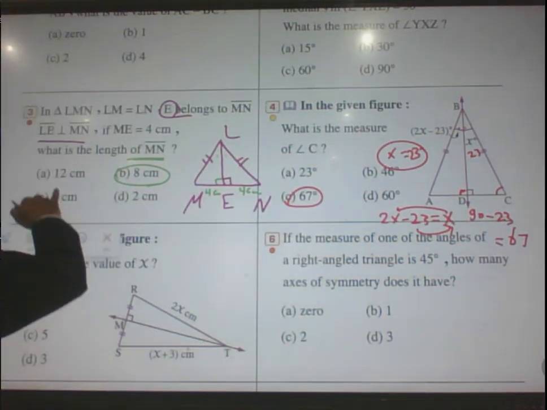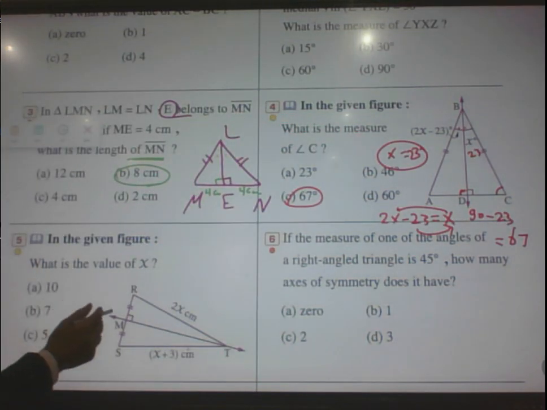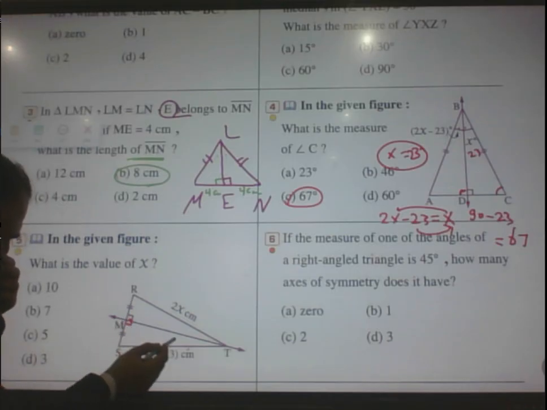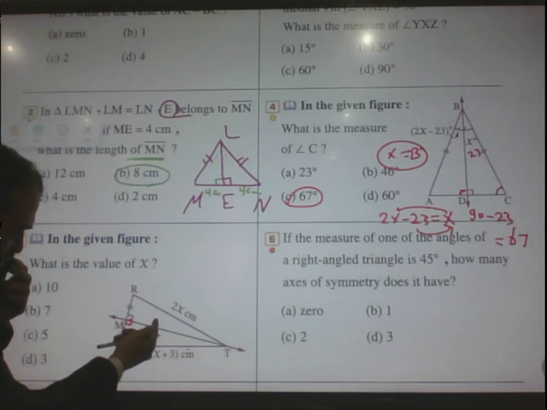Next question here. In the given figure, what is the value of x? We want to find the value of x. We have here a line of axis of symmetry. It will be perpendicular to the base and also divide the base into equal parts. Then we have two congruent triangles here. This triangle is congruent to the other.